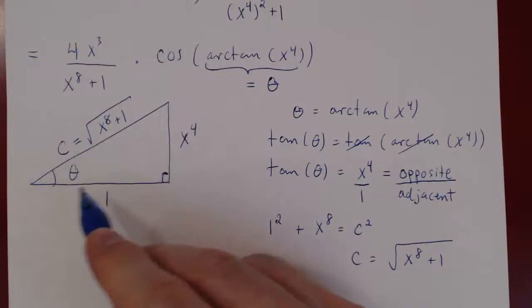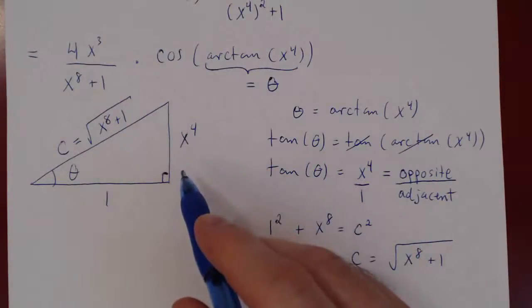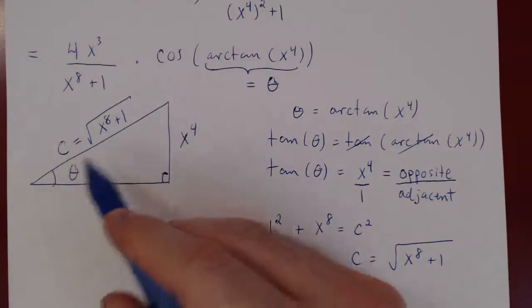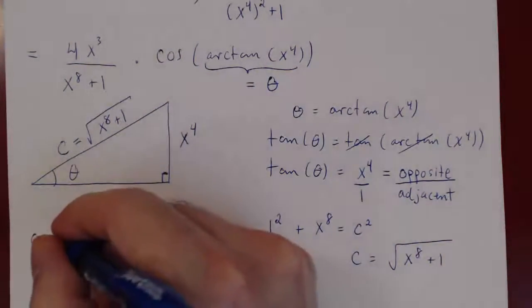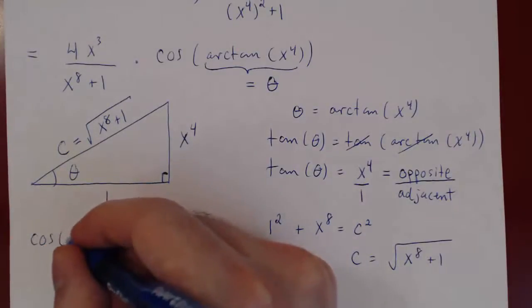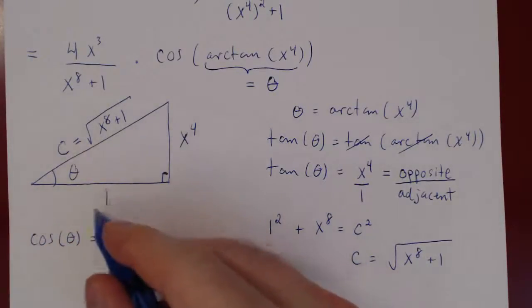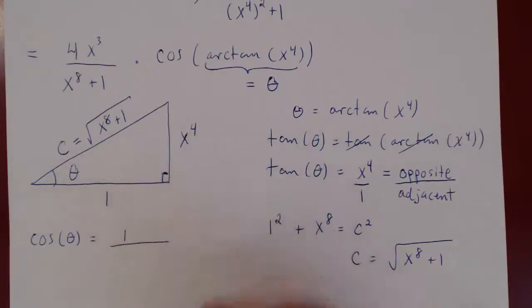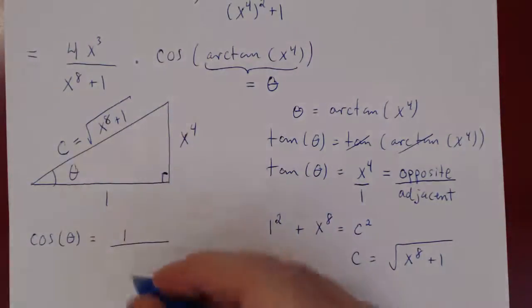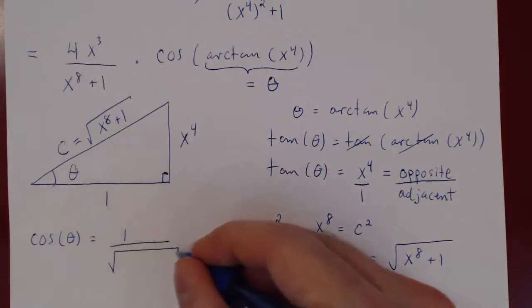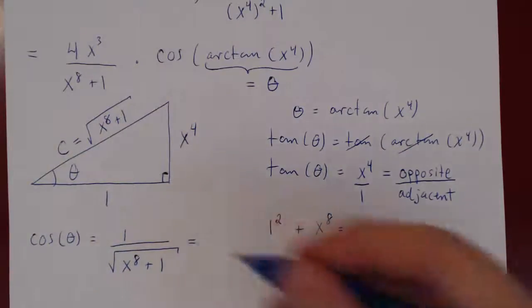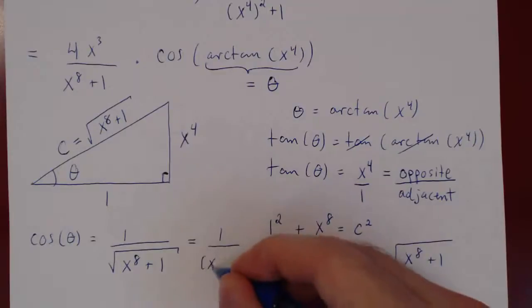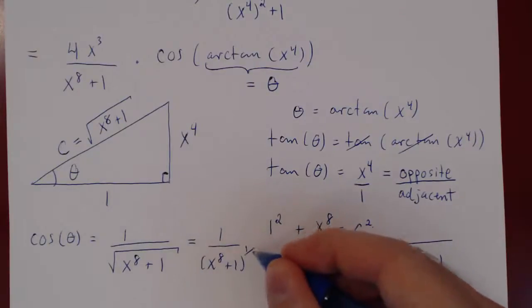We have the angle, we have the adjacent is 1, the height is x to the 4, and the hypotenuse is the root of x to the 8 plus 1. And so now we can solve for our cosine of theta. If you remember, cosine, so SOHCAHTOA, cosine CAH, is the adjacent side, 1, over the hypotenuse, the root of x to the 8 plus 1. Which we can write, if you want, as 1 over x to the 8 plus 1 to the power of 1/2.